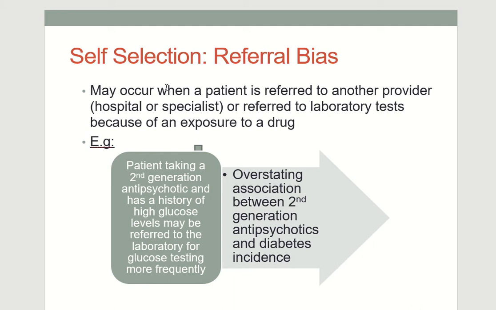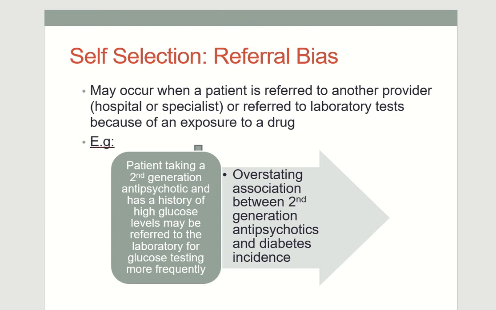If they don't have a history of high glucose, they might not be referred as much as those that do. Okay, so the referral is based on their history. And therefore, remember, you're going to get the data from the labs, and you have no control over who's referred and who's not. By the time you get the data from the labs, some sort of referral bias has already occurred. And therefore, there is an overstated association between second generation antipsychotics and diabetes incidence. This is what's going to end up happening. It's a very nice example. It's simple, it's straightforward. I hope it's clear.